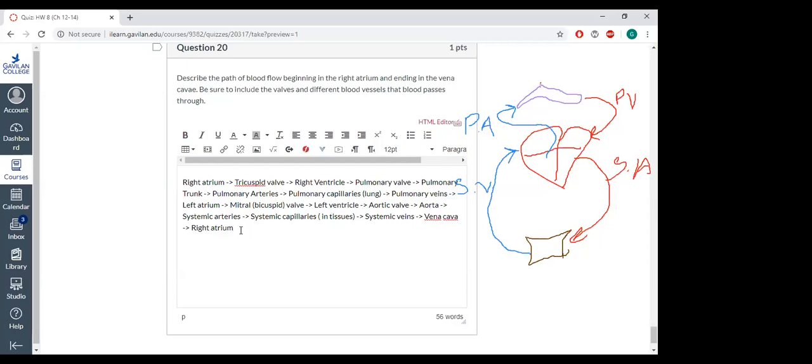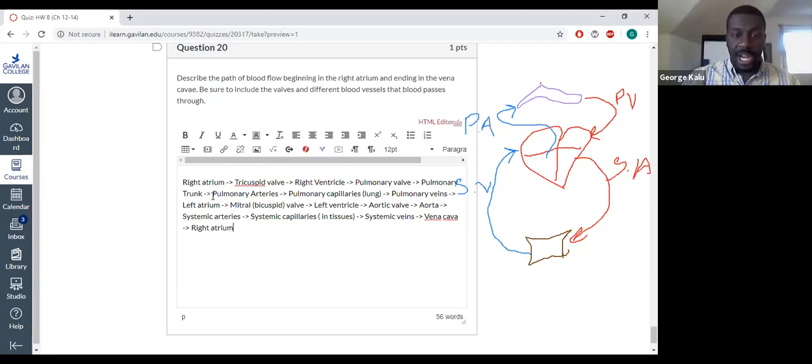Okay. So you should be able to trace this whole pathway from memory for the exam. What helps is to draw out the heart and trace the pathway over and over until you can do it from memory. Any questions on the homework?